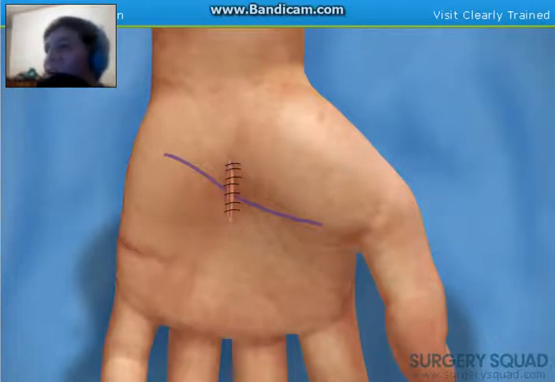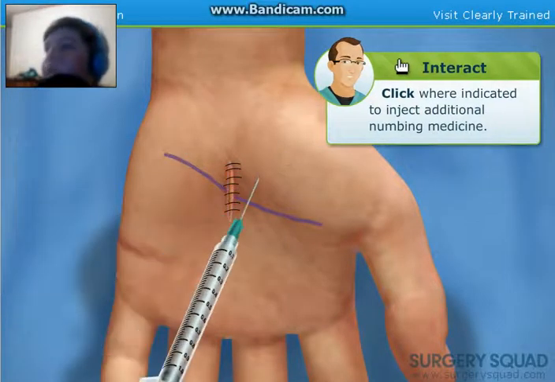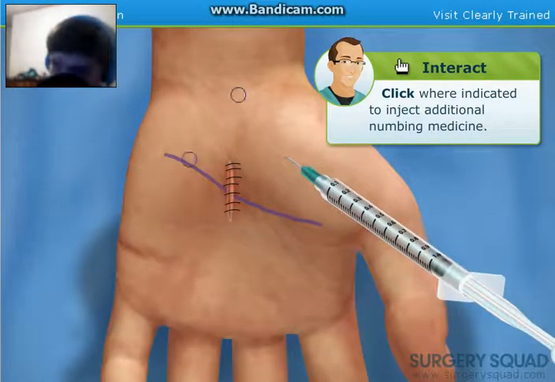With the wound closed, we'll inject additional numbing medicine around the operating site to help relieve some of the immediate pain the patient may feel after surgery.